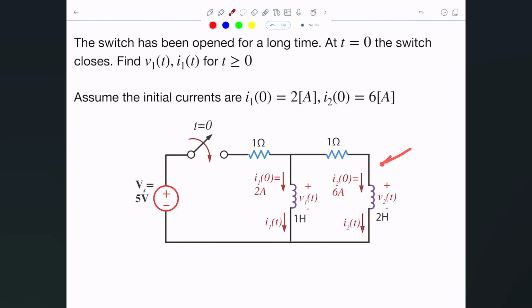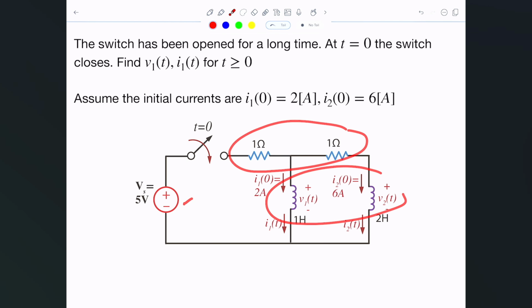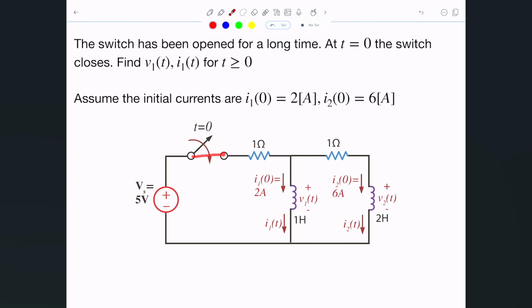That means this circuit is a second order circuit because it contains two energy storage elements, and we should write a differential equation to describe it. So what we were also told is there's a switch in here. Initially these two inductors and two resistors are not connected to the source, and at time t0 the switch closes and the 5 volts is applied to the rest of the circuit.